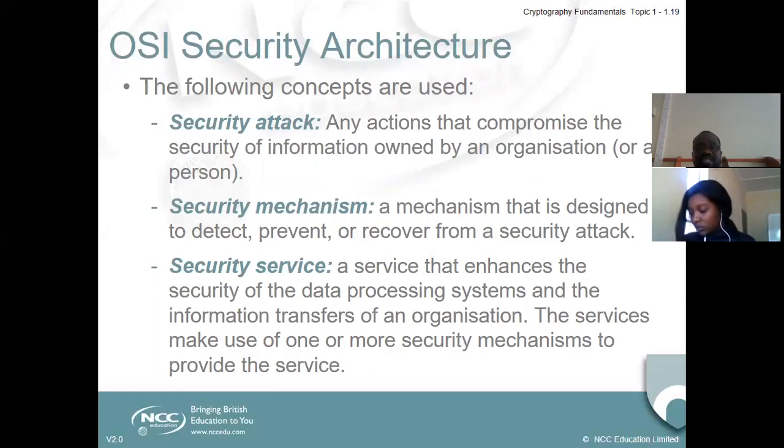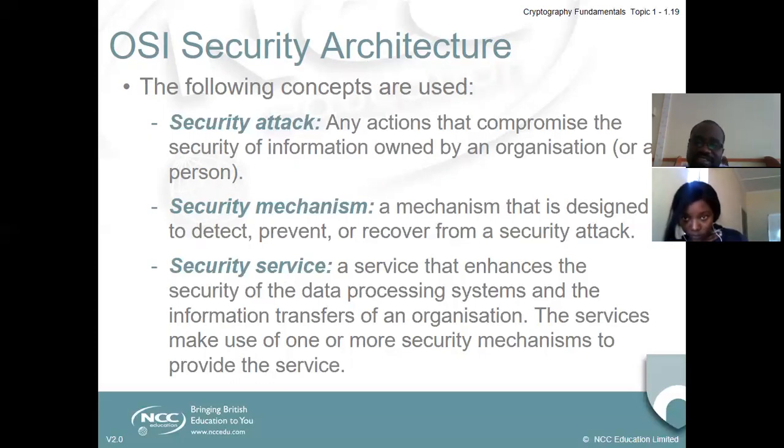We have security attack: any actions that compromise the security of information owned by an organization or an individual. Then security mechanism: a mechanism that is designed to detect, prevent, or recover from a security attack.